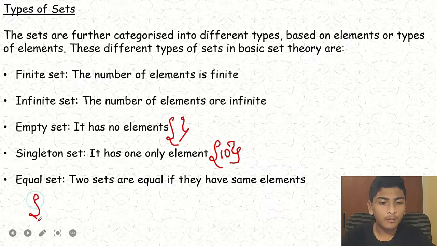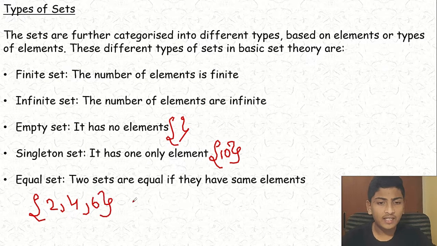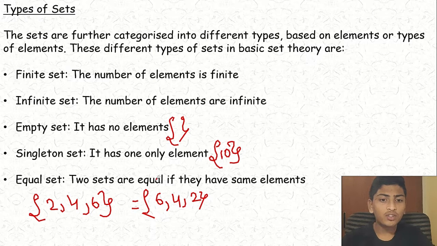We can take an example as 2, 4, 6. This is one set, and another set is 6, 4, 2. Here the order doesn't matter for a set. We can take any order, 2, 4, 6, or 6, 4, 2, or 4, 2, 6, ascending order or descending order, however we like. But the main important thing is both sets should have the same elements. That is our main intention in writing equal sets.